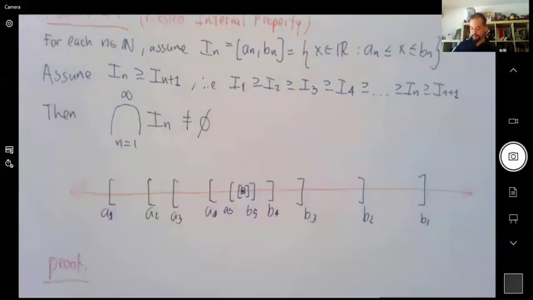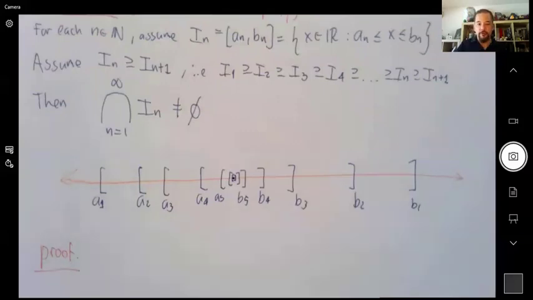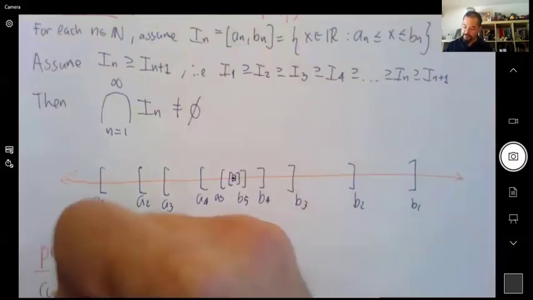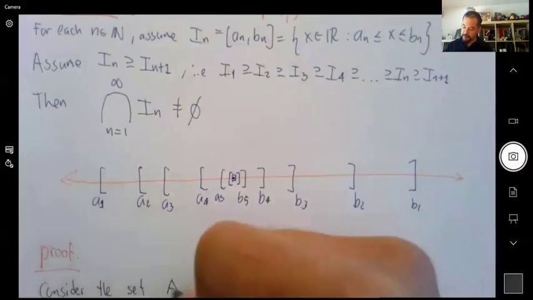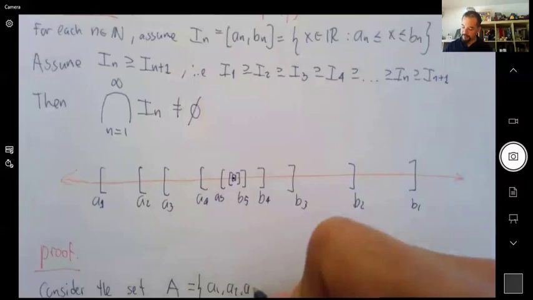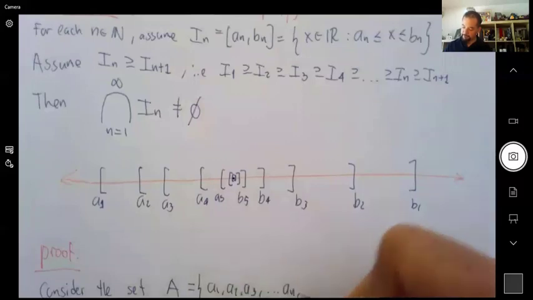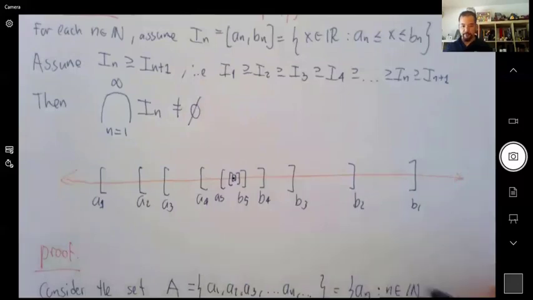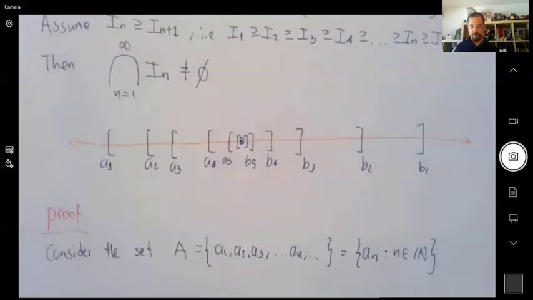Okay, so we're gonna use, of course, completeness. In other words, we're gonna use the fact that the supremum exists if we have an appropriate set, okay? And here's the appropriate set. Consider the set of left endpoints. I'm gonna call it capital A, and it's gonna be A1, A2, A3, etc. So more formally speaking, it is the A sub n's, where n ranges over all the natural numbers. Okay, that's the set I'm gonna consider.